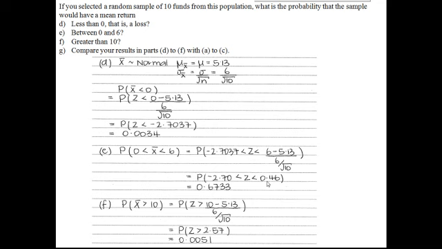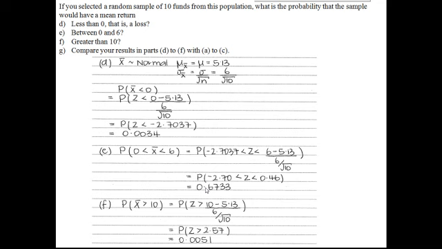You then subtract the bit you don't want, which is the probability that z is less than negative 2.7. Put that all into your calculator and your final answer, the in-between area, is 0.6733.